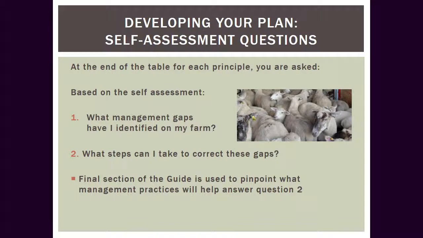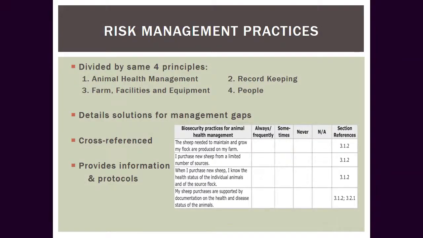The final section of the Planning Guide is designed to help you answer question 2. It can help pinpoint the management practices you can implement to effectively decrease disease risks. In the final step, you will identify the risk management practices that will help fill the management gaps identified in the self-assessment section. This section is divided into the same 4 principles that are used in the self-assessment section. The risk management practices are cross-referenced to more background information and protocols relating to each management practice.